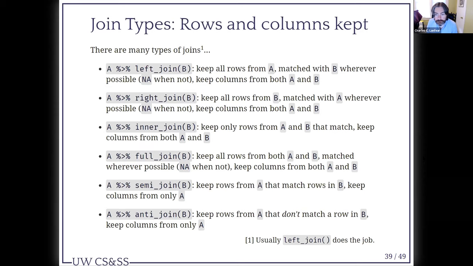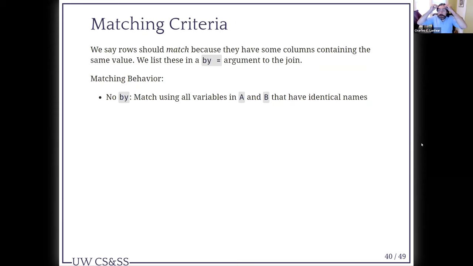Okay. So when you say you want things to match, you need to provide some criteria for matching. We list these in the joins with an argument, by. So we would say by equals something. If you're matching data frame A to data frame B, and you just want to match on every column that has the same name, you don't have to say anything. If you don't provide a by equals argument, it looks for columns with the same name and matches on them.